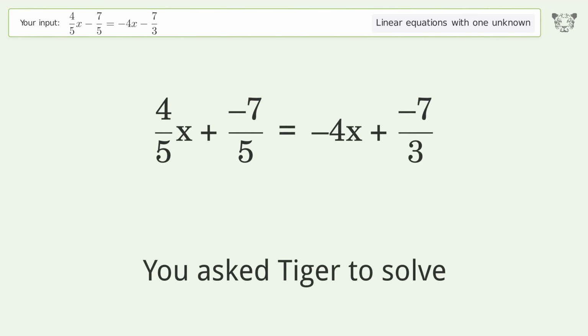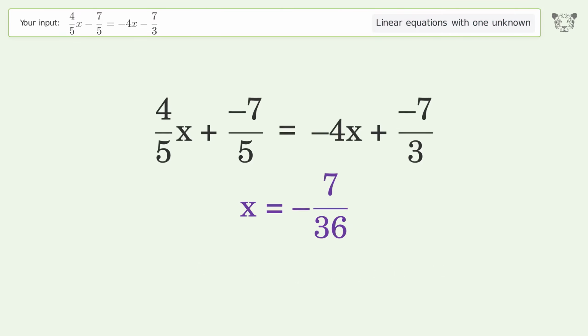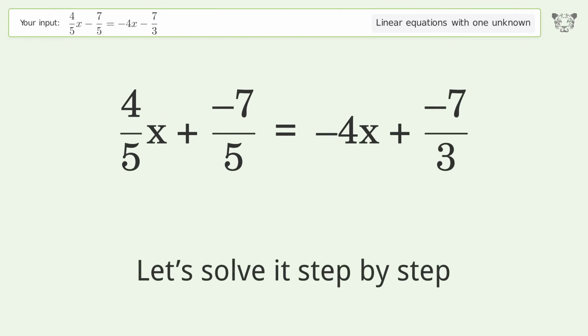You ask Tiger to solve. This deals with linear equations with one unknown. The final result is x equals -7/36. Let's solve it step by step.